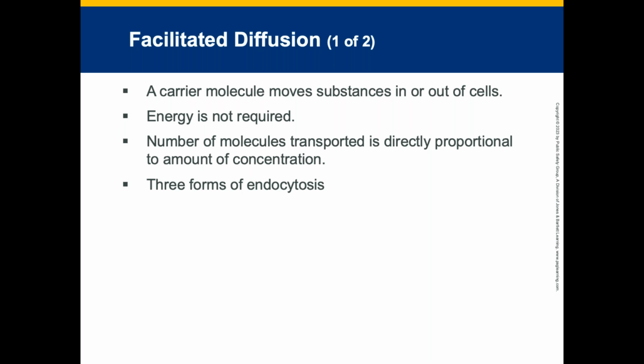This is active transport, which is the movement of a substance against a concentration gradient. Endocytosis and exocytosis are processes that use energy from the cell to move substances in or out of the cell without crossing the cell membrane. There are three forms of endocytosis: pinocytosis, phagocytosis, and receptor-mediated endocytosis. Those are the three different forms.